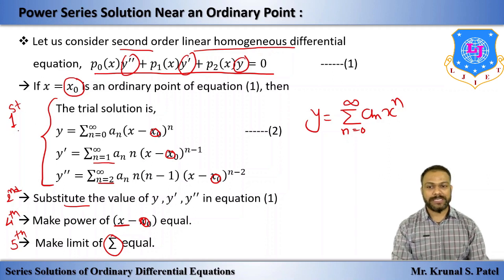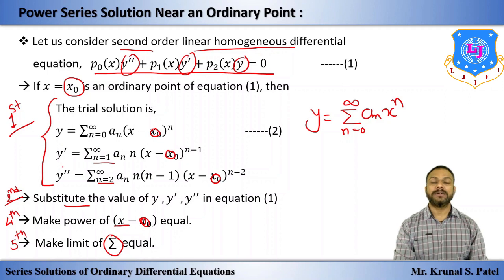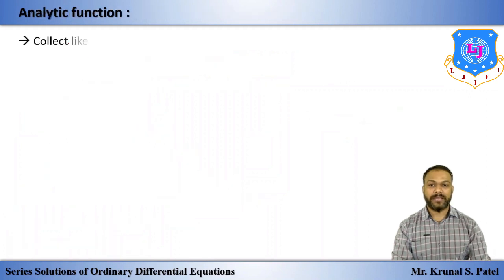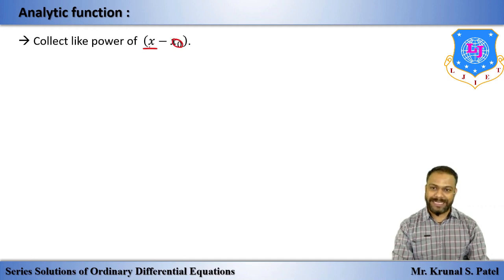So first step is trial solution. Second step is substitute all these values of y dash, y double dash in equation number 1. Third step is simplification. And fourth step is make power of x equal. Fifth step is make limit of sigma equal. Then after making limit of sigma equal, collect the like power of x, because this is equal to 0. So collect the like power of x.